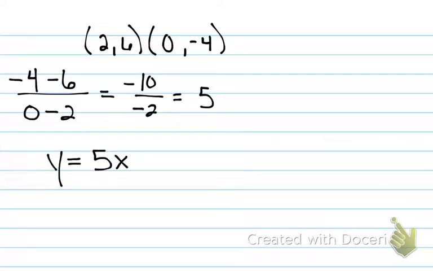And how do I know what my y-intercept is? What's my b? Whichever ordered pair has the 0. So my b is negative 4. All right, and that's my linear equation.